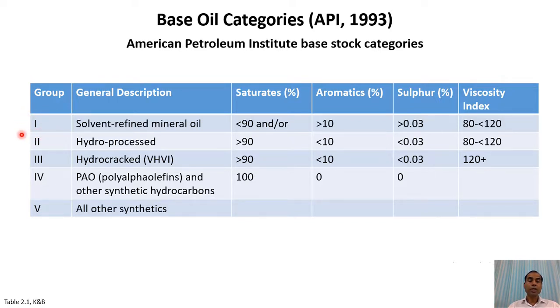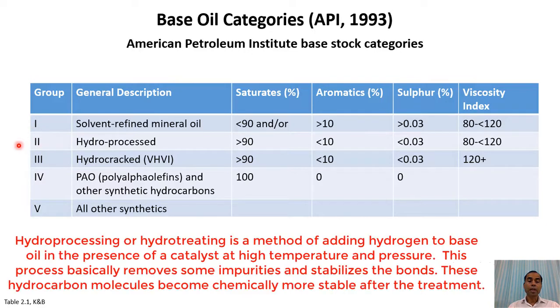As the processing continues, with some processing or purification, the paraffinic content is increased. That means the carbon atoms in paraffinic molecules are higher, and these are called group 2. They are a purer form of the base stock of the lubricant, and they are produced by some amount of hydroprocessing. They have saturates more than 90% and aromatic component less than 10%. Sulfur is also controlled, less than 0.03, and viscosity index is in the same range.